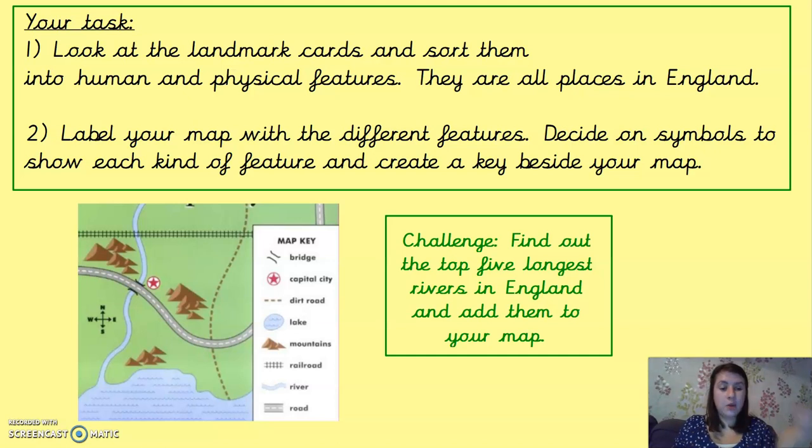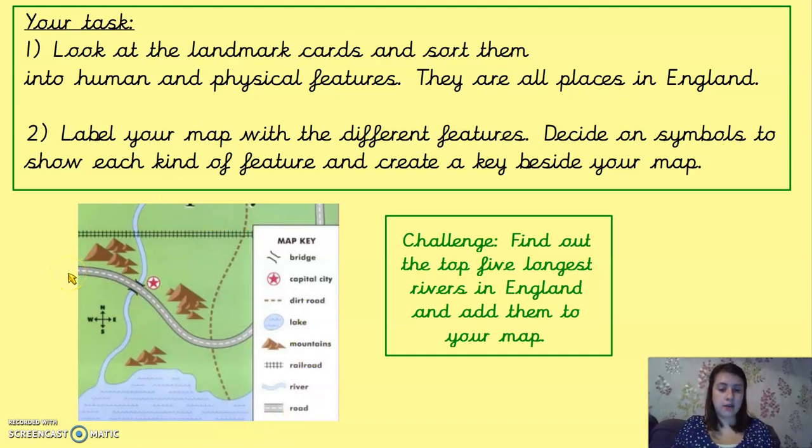You can also, like we did before in geography last term, which I know is a pain, get drawing tutorials where you can trace out the outside of a map. It doesn't have to be perfect. It's just to give you an idea of what the different features look like and to decide on symbols to show each kind of feature and create a key beside your map. So sort of like the example here.